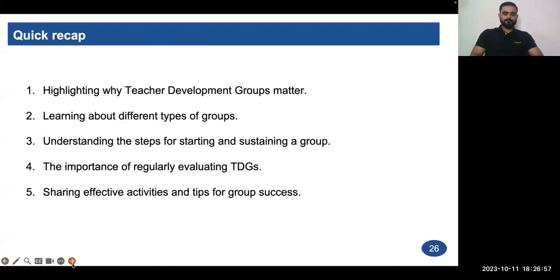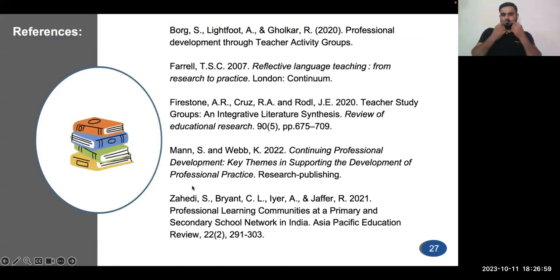Here are some valuable reference resources that you can think over. You can take a screenshot of the screen. These are some good resources that you can use while establishing your teacher development group.